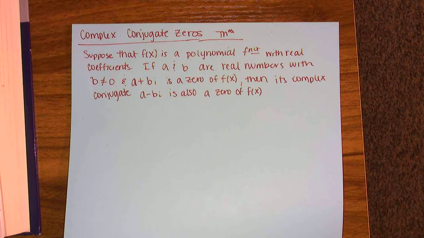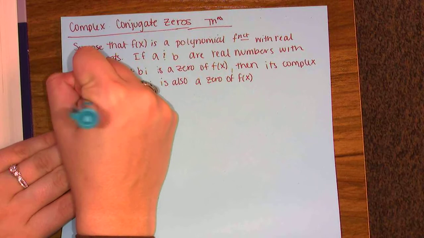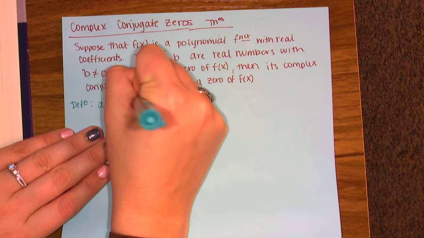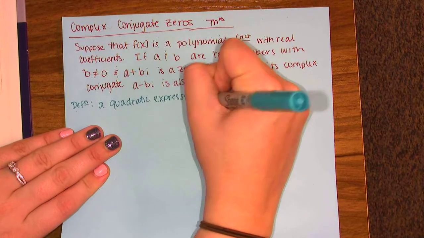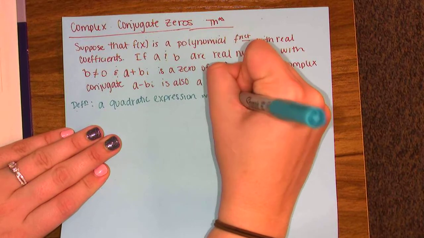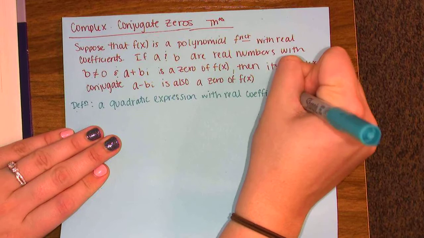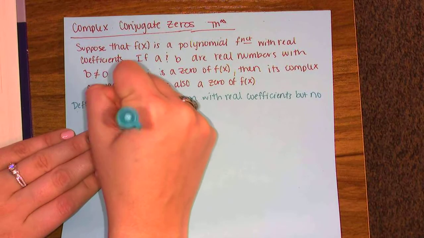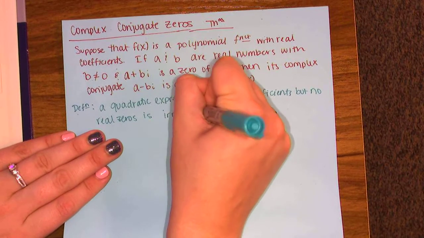Alright, a definition. A quadratic expression with real coefficients but no real zeros is irreducible over the reals.